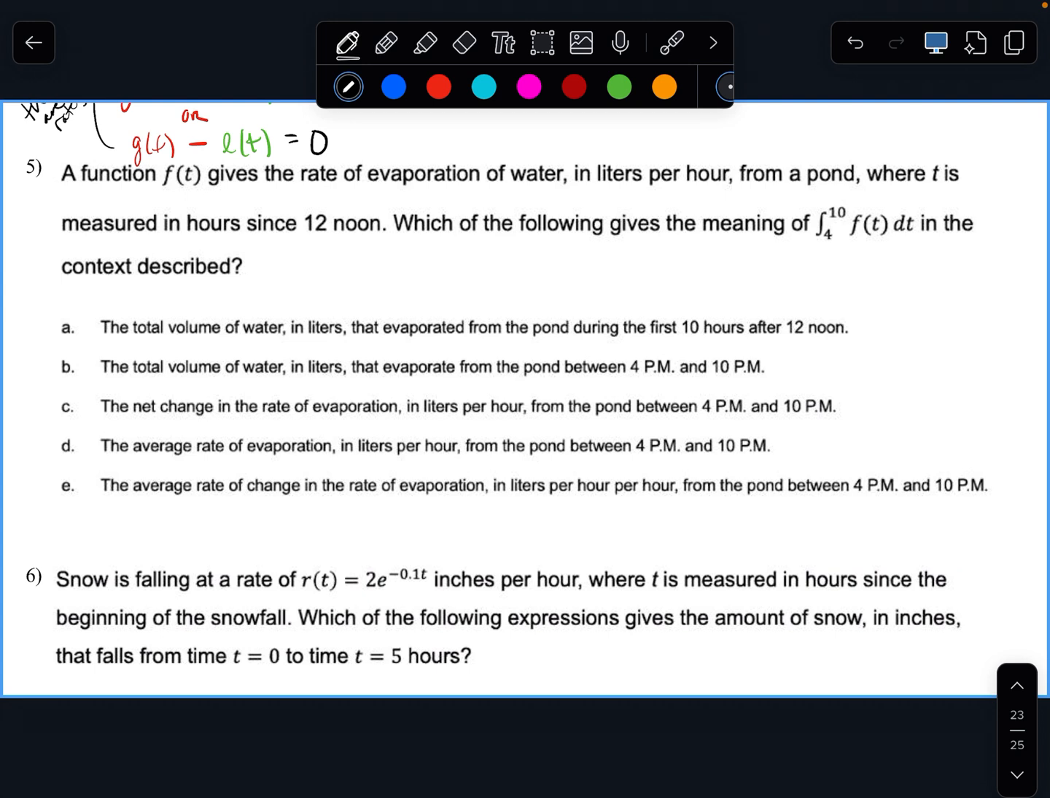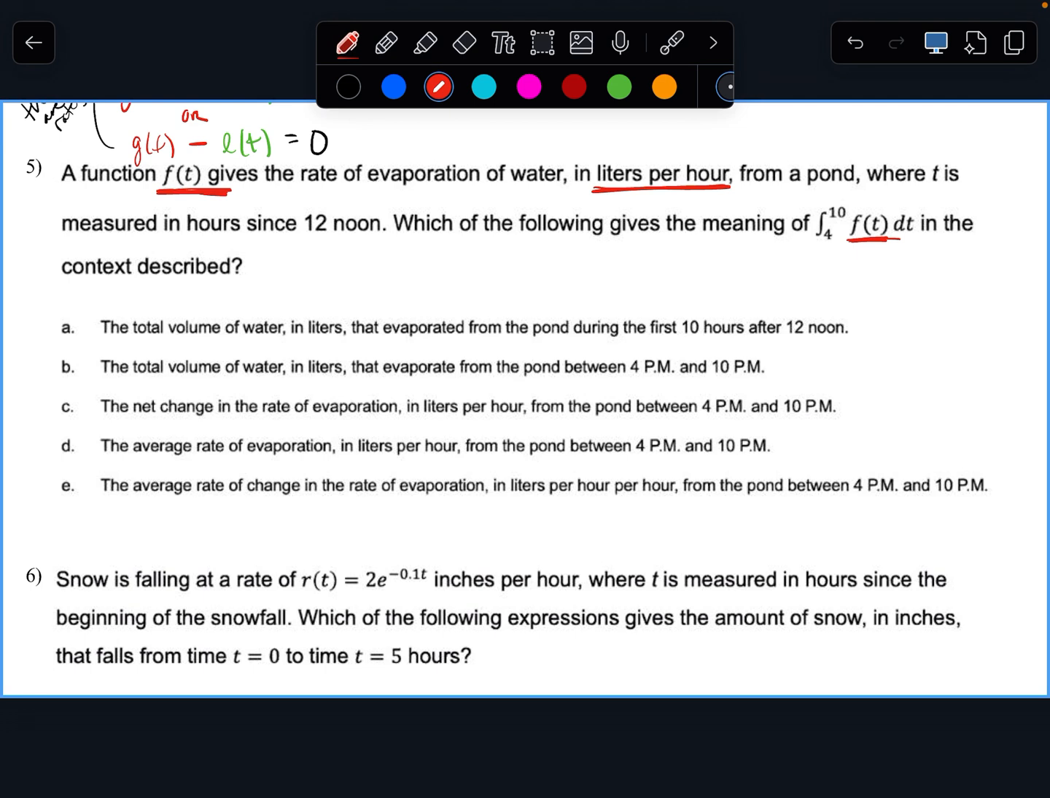And then these guys, yeah, just the reading, honestly. So, function f of t gives the rate of evaporation of water in liters per hour from a pond where t is measured in hours since 12 noon. Which of the following gives the meaning of that, the context described? So usually I'm annotating this like f of t is liters per hour, and f of t is in the integral.